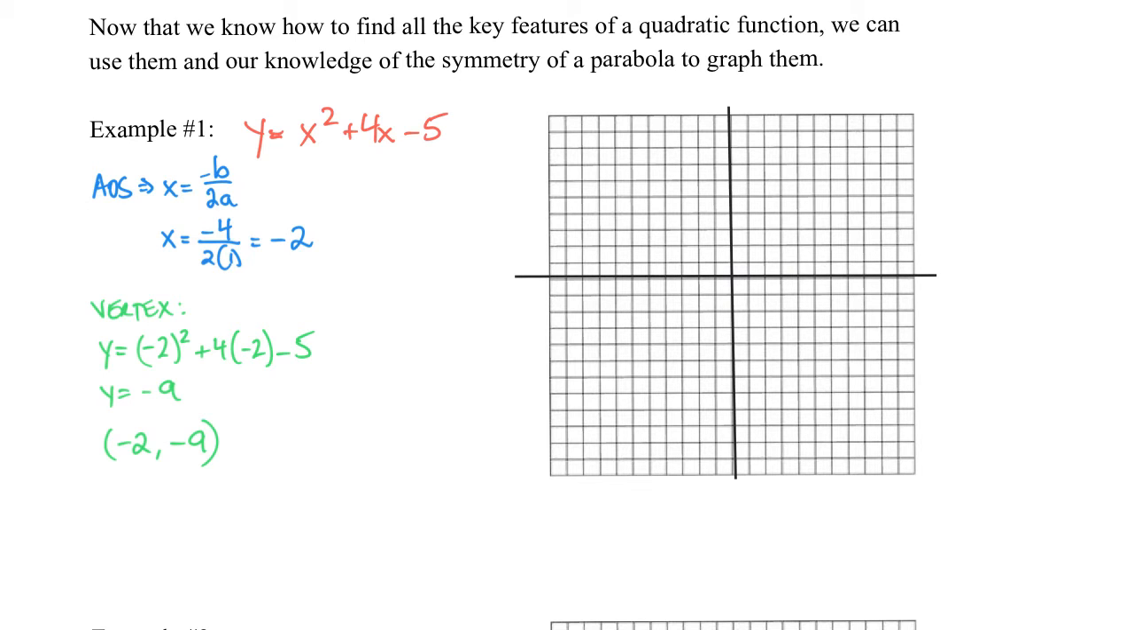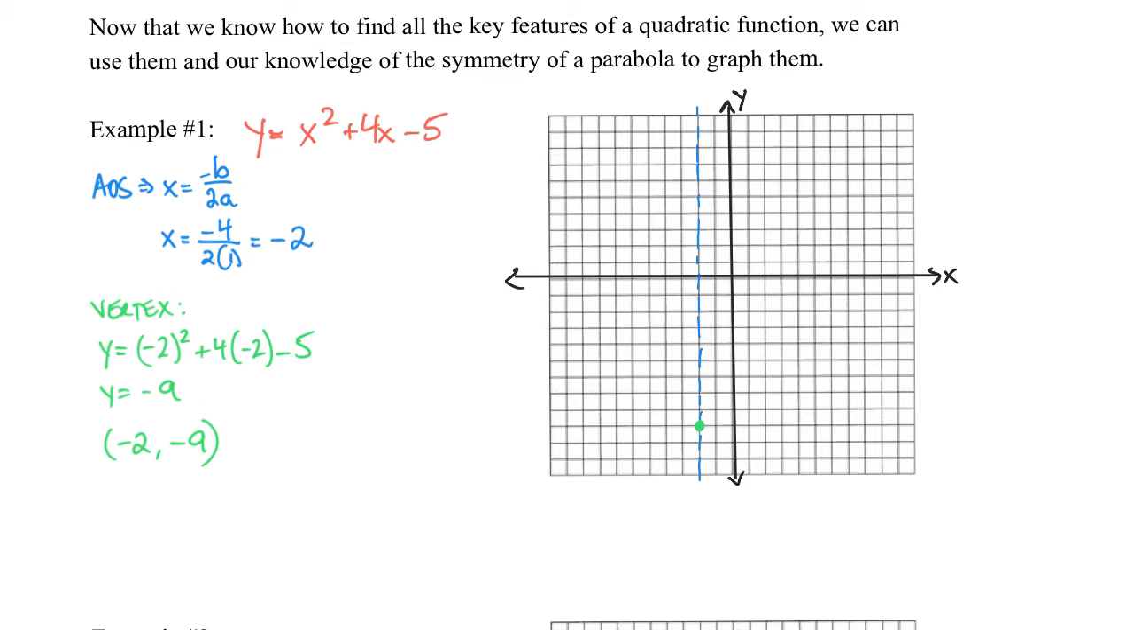Okay, and when I draw my axes, I'm always going to put arrows on them and label them x and y. Now let's draw in our axis of symmetry really lightly. It's at x equals negative 2. So here's going to be my axis of symmetry right here. That's not part of the graph, but it's going to help us when we're plotting our points. And then let's put our vertex, which is at negative 2, negative 9. 1, 2, 3, 4, 5, 6, 7, 8, 9. There's my vertex right there.